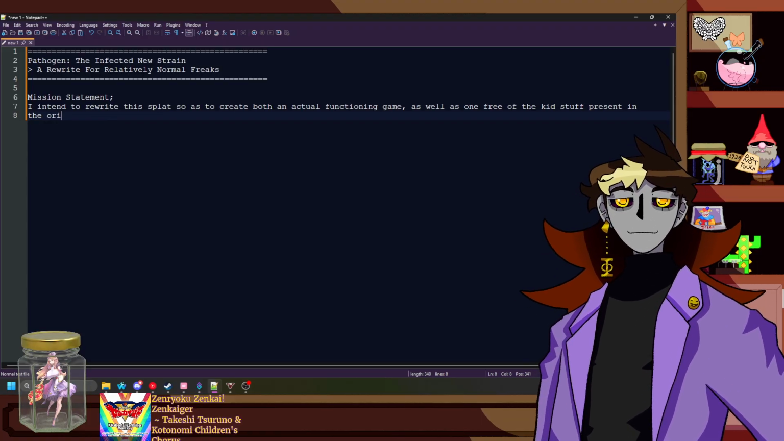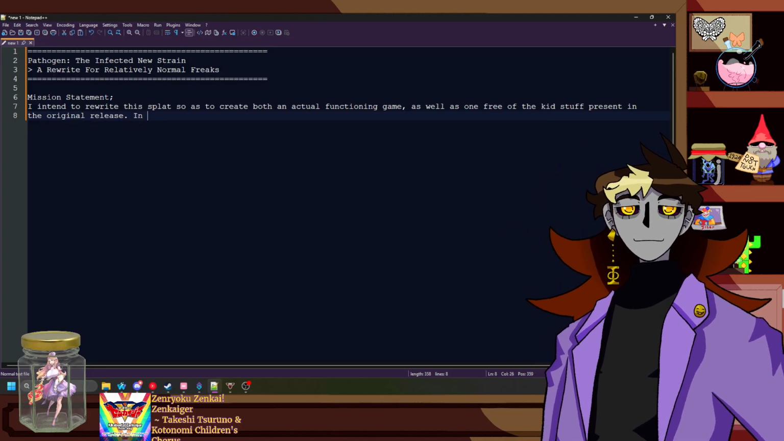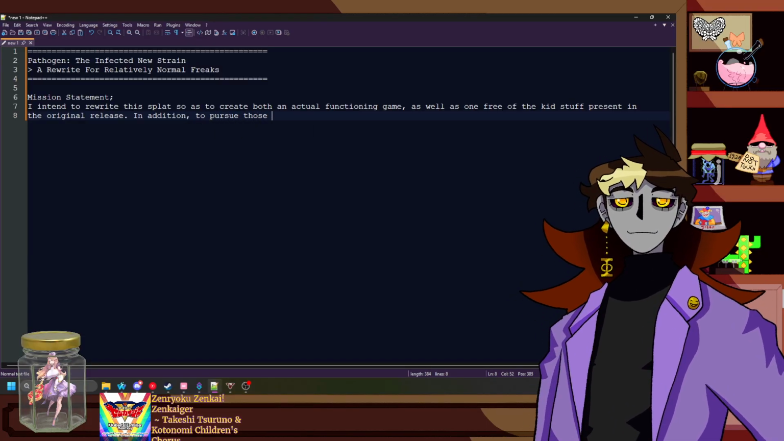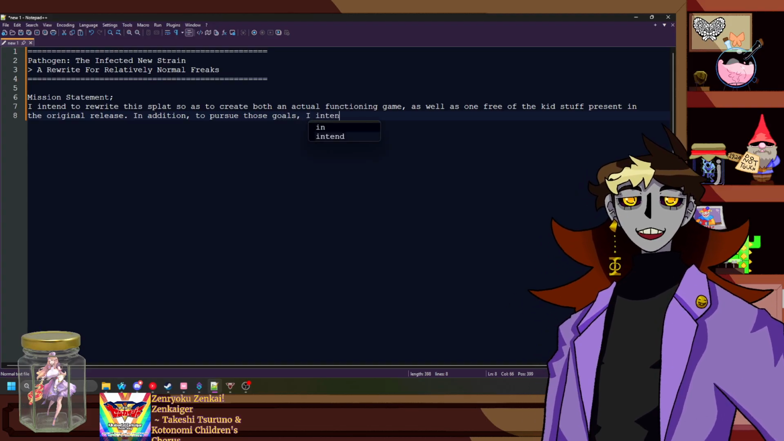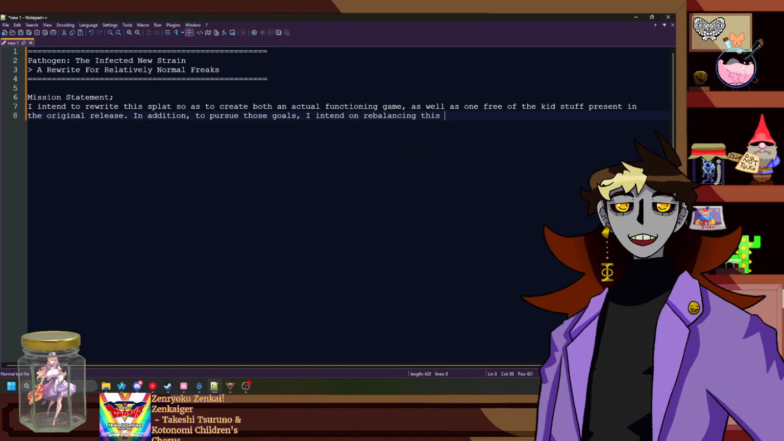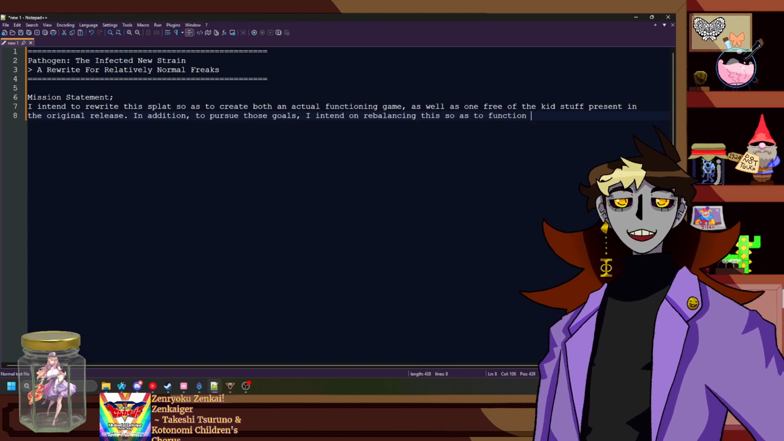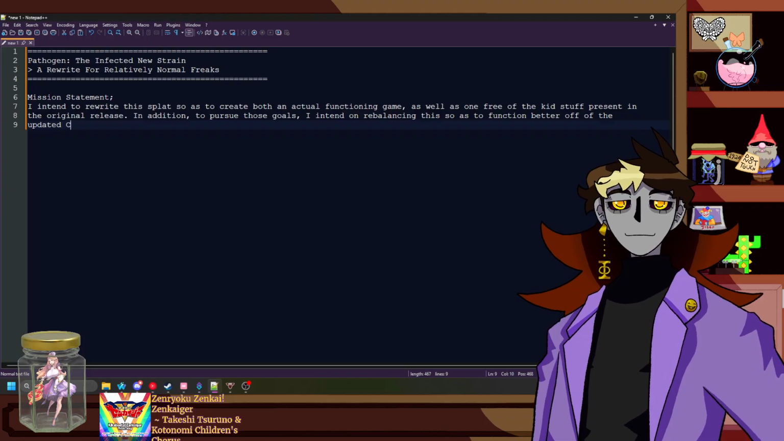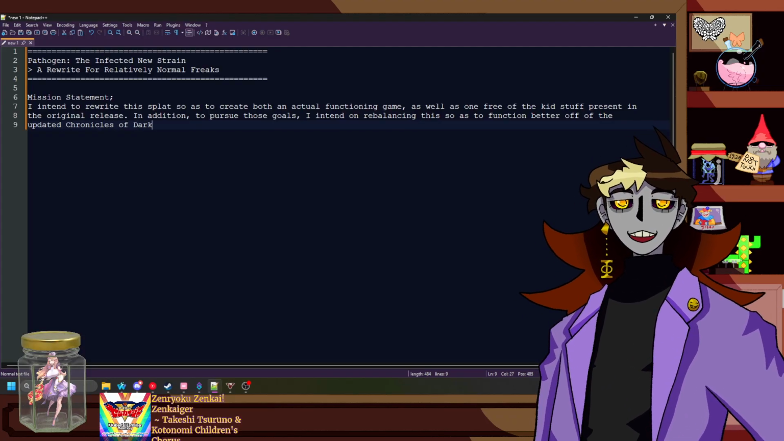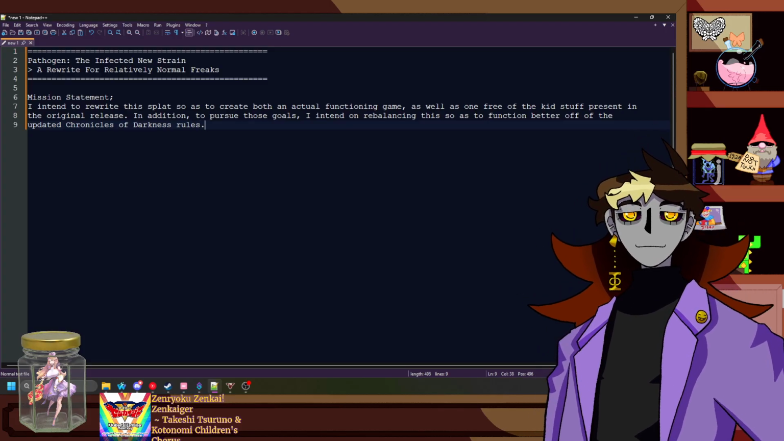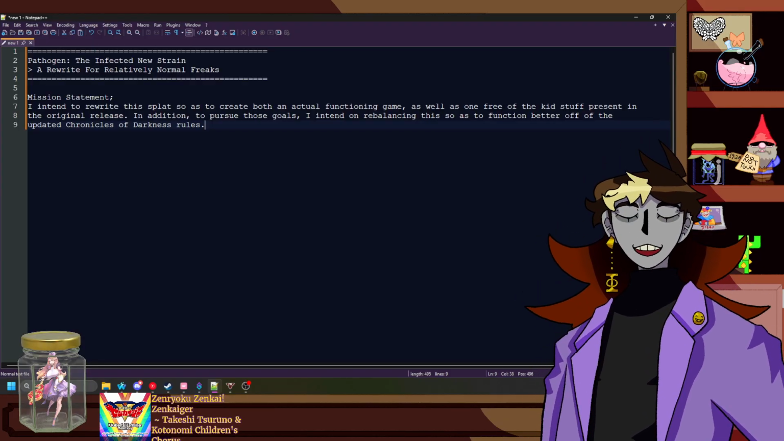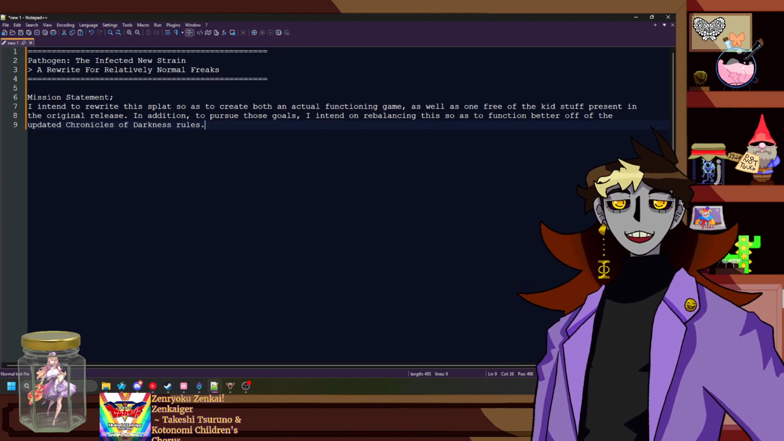In addition to pursue those goals, I intend on rebalancing this so as to function better off of the updated Chronicles of Darkness rules. There we go. That's three goals. One of which is dubiously possible. Two of which are very possible.